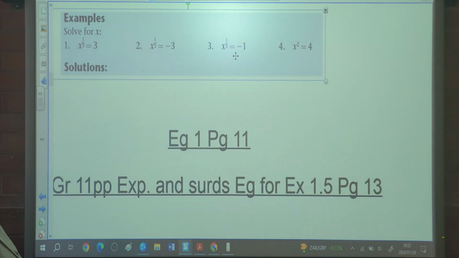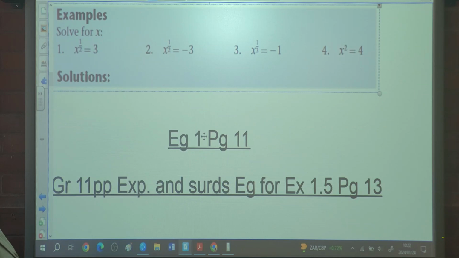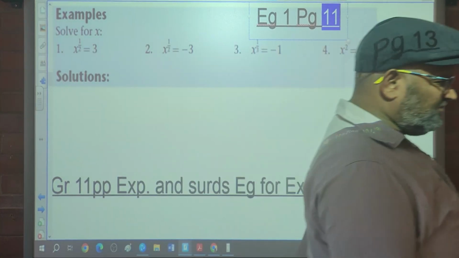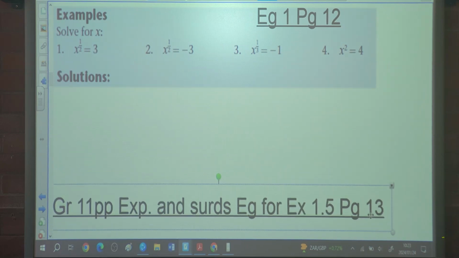I'm looking at the examples on page 11. This is the example on page 12. Now who told me 11? And this exercise on page 13.